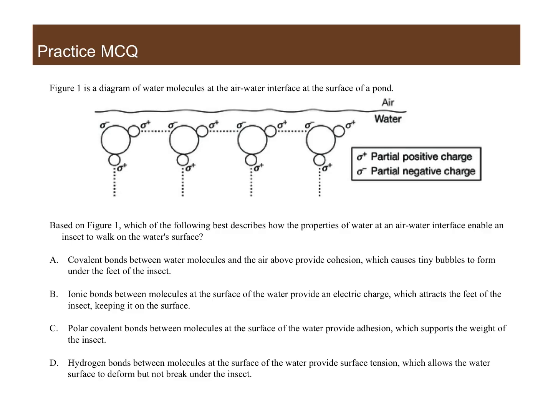Let's look at a practice MCQ on the properties of water. Figure 1 is a diagram of water molecules at the air-water interface at the surface of a pond. So they give you that this is the surface of the water. They have here the partial positive charge and the partial negative charge. And let's look at the question. Based on figure 1, which of the following best describes how the properties of water at an air-water interface enable an insect to walk on the water surface? Go ahead and pause the video now, and I will reveal the answer.